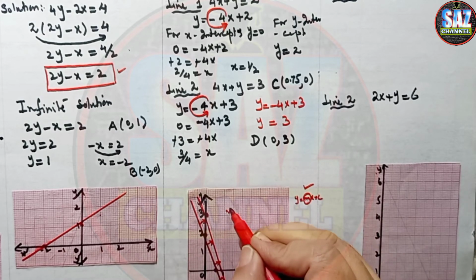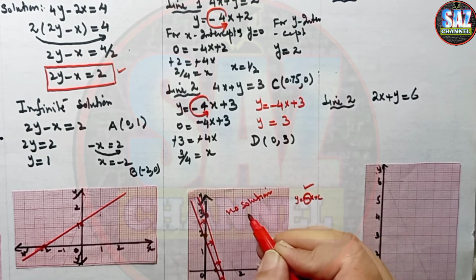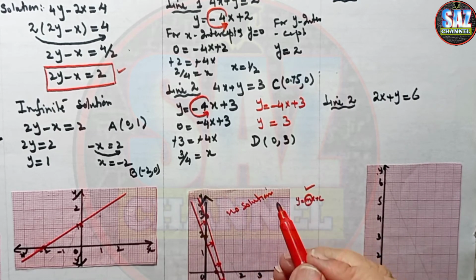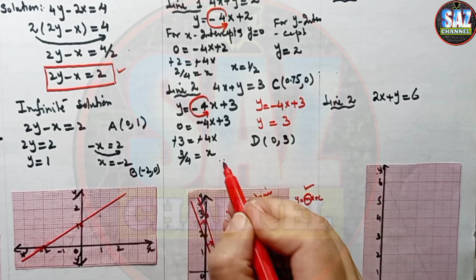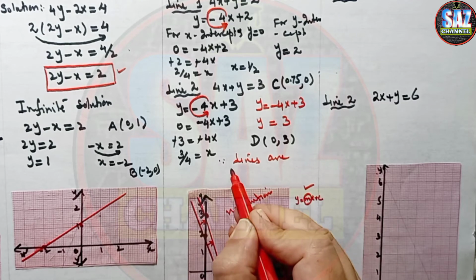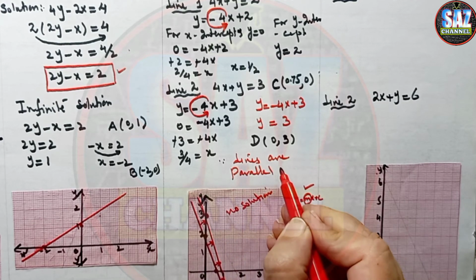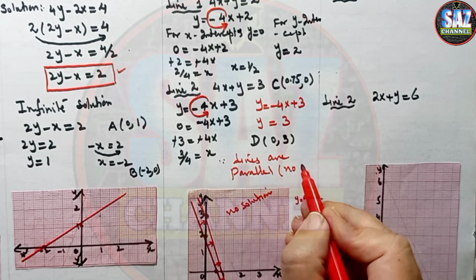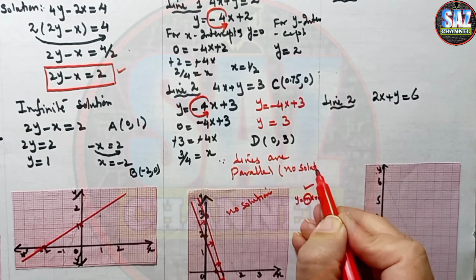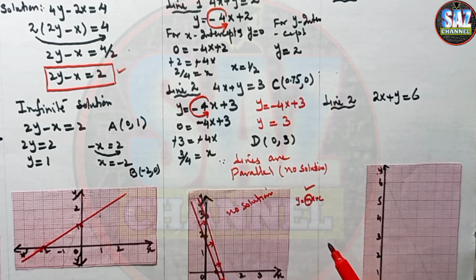So no solution in this case, because the lines are parallel. So no solution, because a solution is obtained only when the 2 lines cut or meet each other at a certain point.